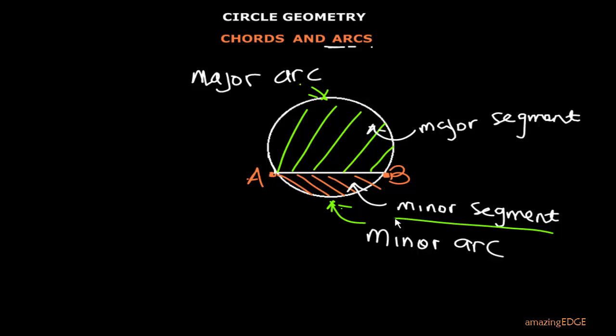There are so many things you can say about a chord. So that's what we need to talk about now. We have talked about what a chord is, talked about an arc, and the types of arcs. From there, we also talked about segments, where we mentioned the major and minor segments. In the subsequent video, we look at more properties of these chords, and we look at examples associated with these properties.